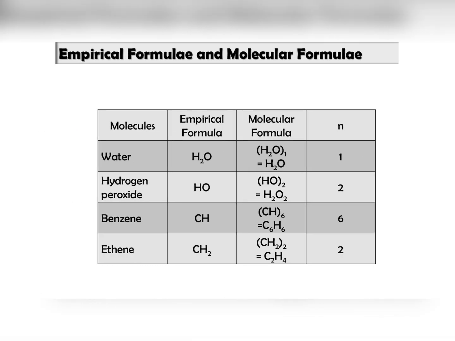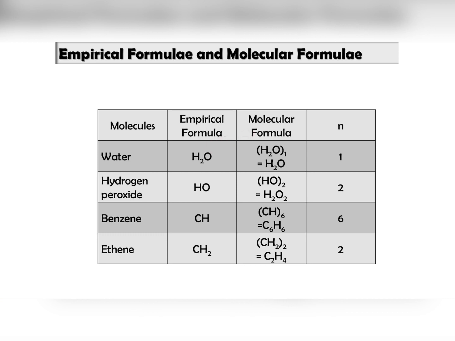Let's have a look at these few examples. Let's say we have water molecule. So, empirical formula is H2O and the molecular formula is also H2O and the integer here is 1. Okay, so perkali dia adalah 1. Ini already in simplest ratio.